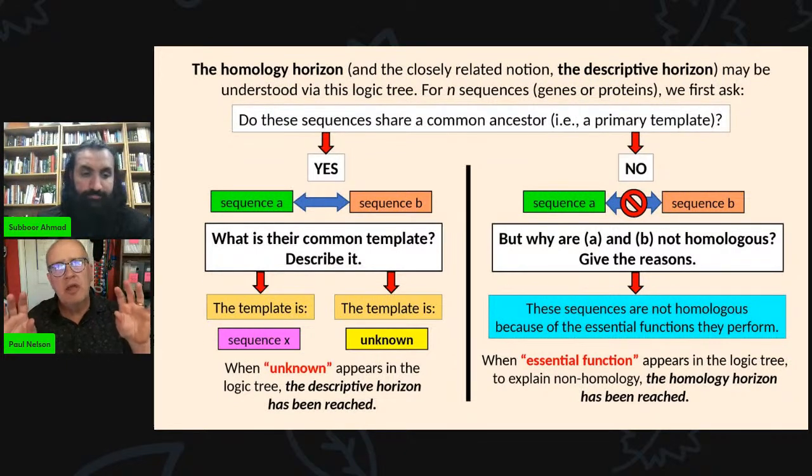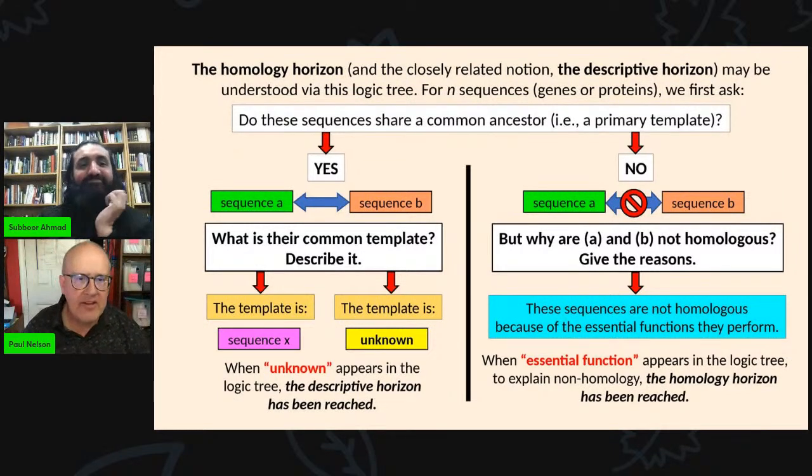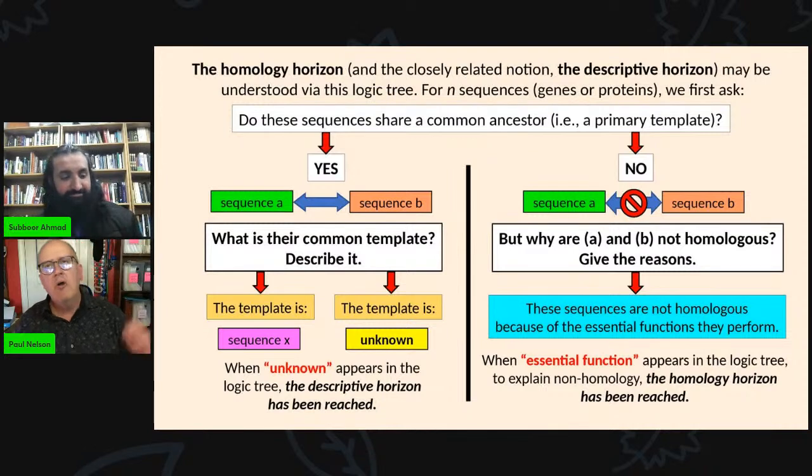Delta hemoglobin is a natural kind, and when you describe it in any mammal, it's going to be largely the same protein with some minor differences. So if I say I can homologize delta hemoglobin, I've got a sequence X that is the common ancestor, putatively, of both. That won't be the case for cytochrome C and delta hemoglobin. So I would have arrived at unknown and I would have hit my descriptive horizon.